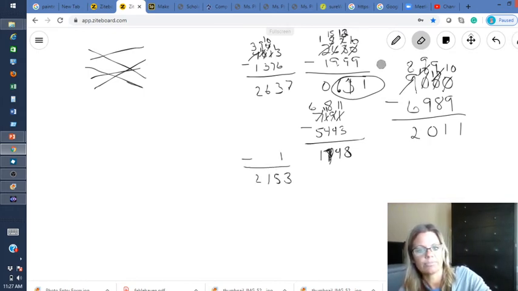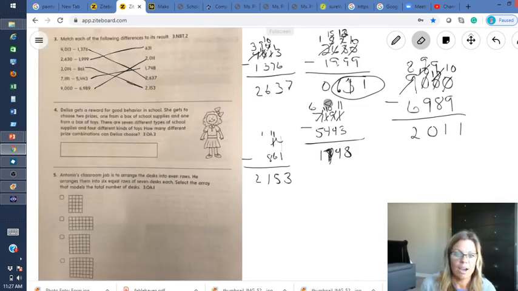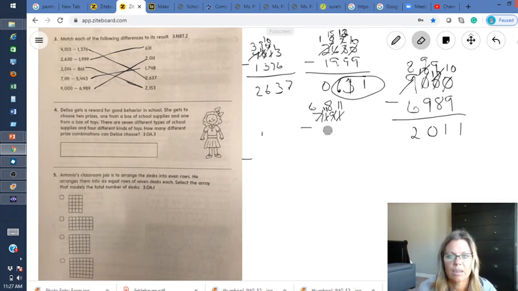Hold on. Okay, there we go. I was going to erase this, but it's not letting me. Okay, let's try it right here. Okay, so you can get it right. Let's try the next one. Number 4.